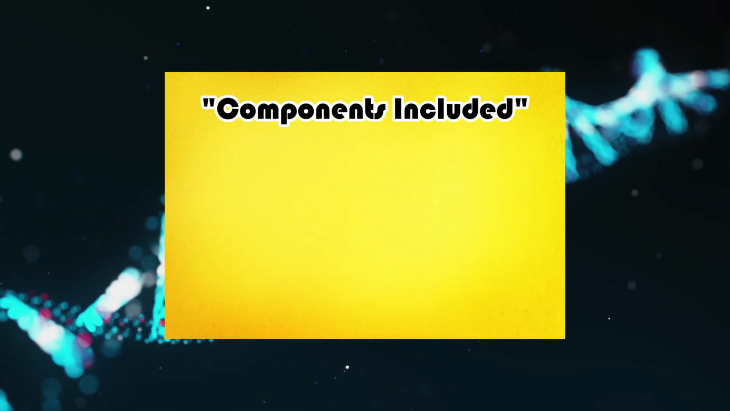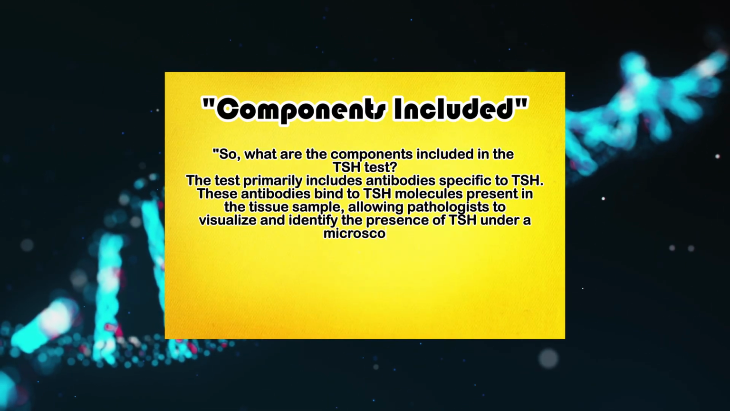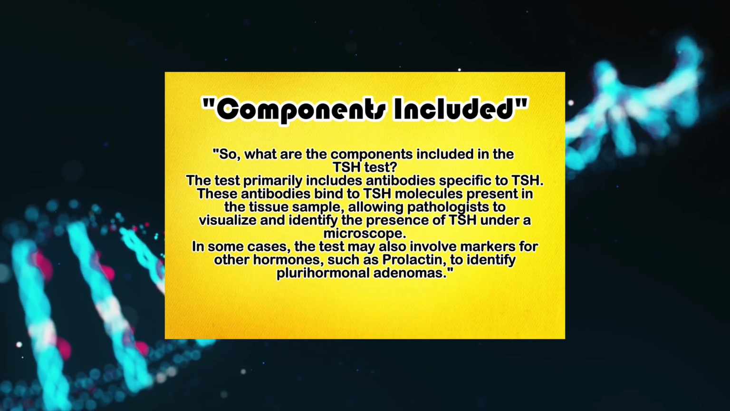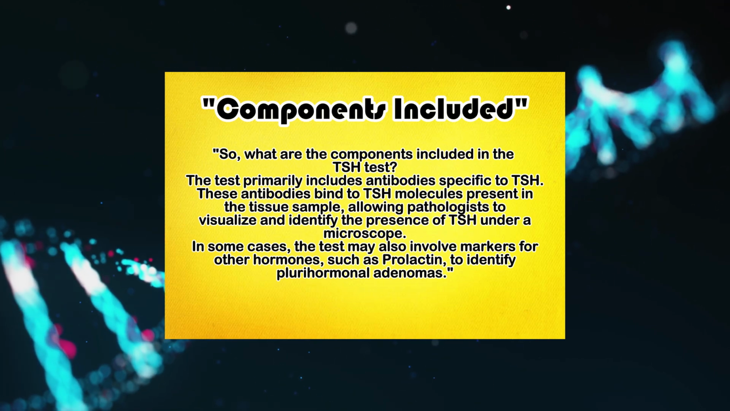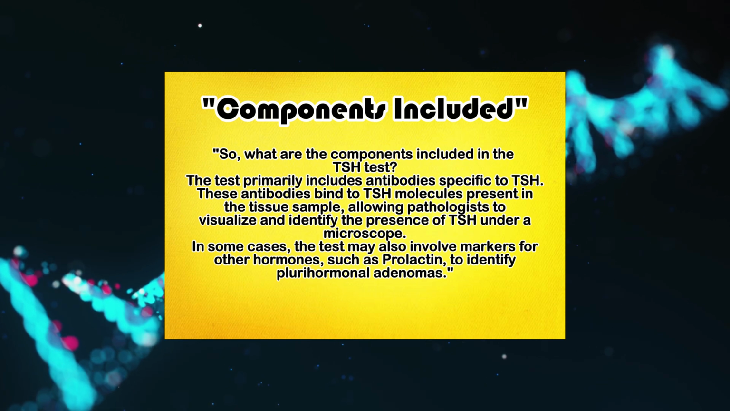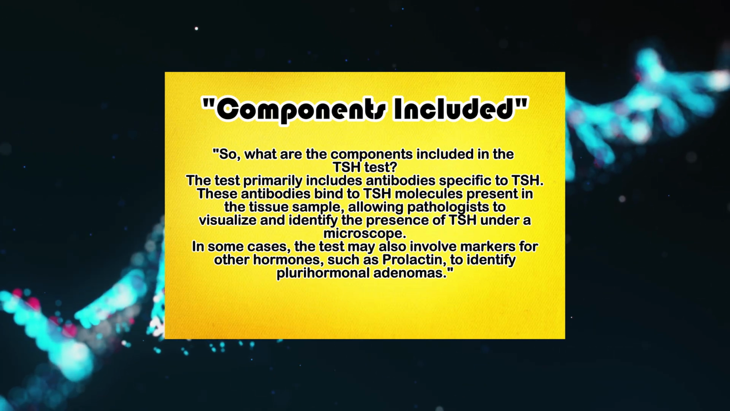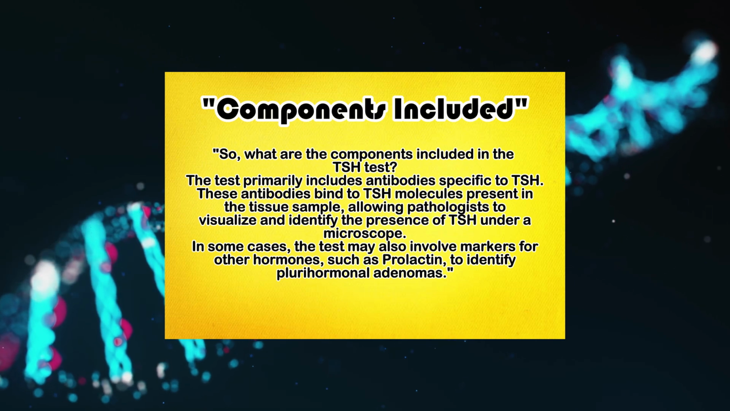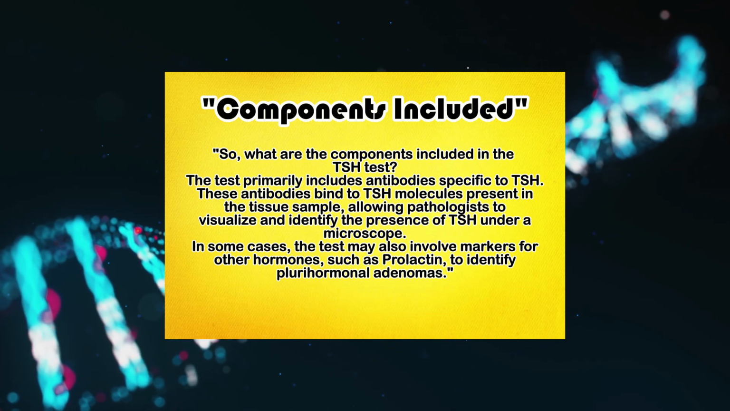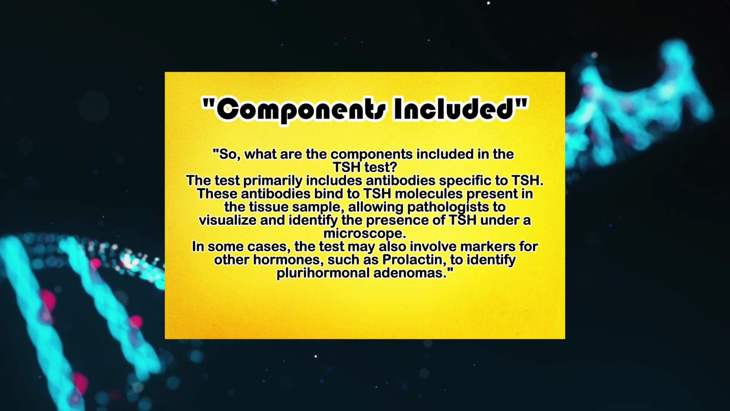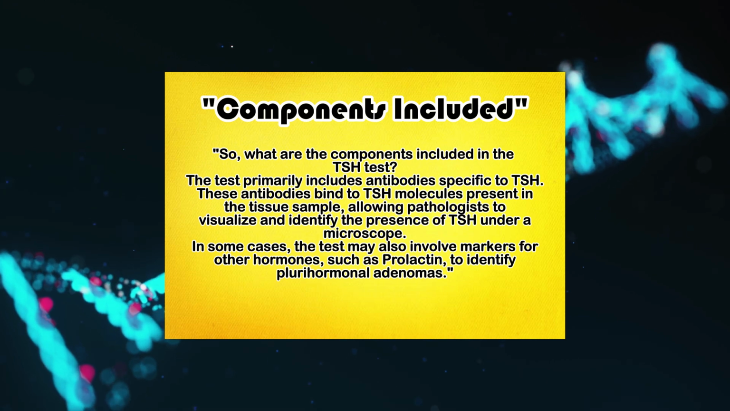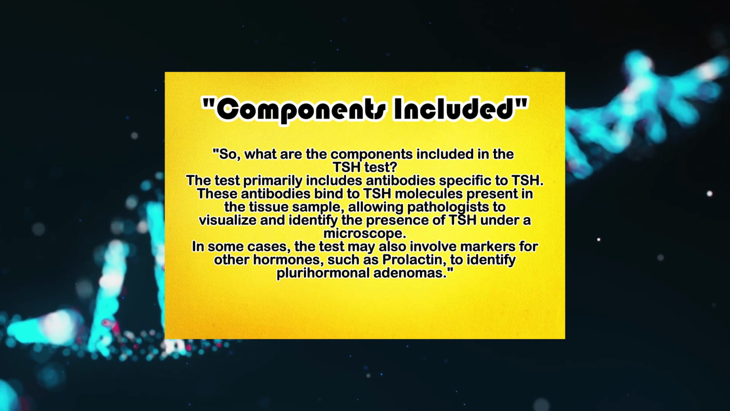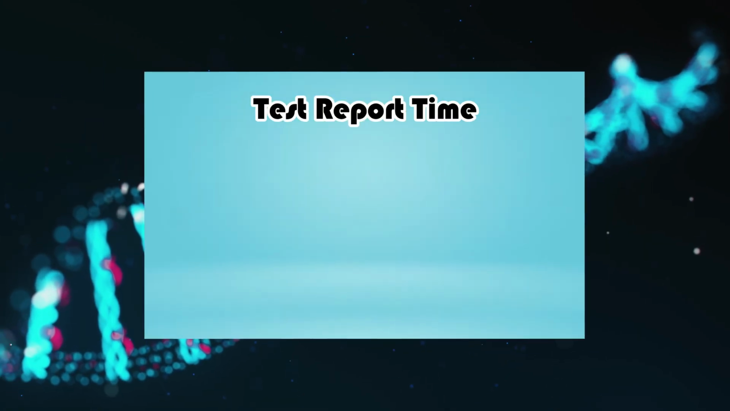Components included in the test. So, what are the components included in the TSH test? The test primarily includes antibodies specific to TSH. These antibodies bind to TSH molecules present in the tissue sample, allowing pathologists to visualize and identify the presence of TSH under a microscope. In some cases, the test may also involve markers for other hormones, such as prolactin, to identify plurihormonal adenomas.